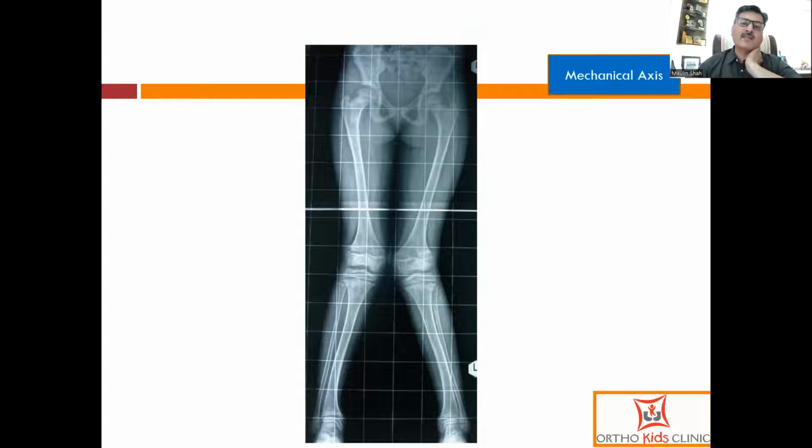mechanical axis, which is from the center of the femoral head to the center of the ankle joint or the distal tibia. And as we know, when there are deformities, the mechanical axis passes outside the confines of the femoral condyle, that is in zone 3. These are pathologic alignments and we need to correct them.